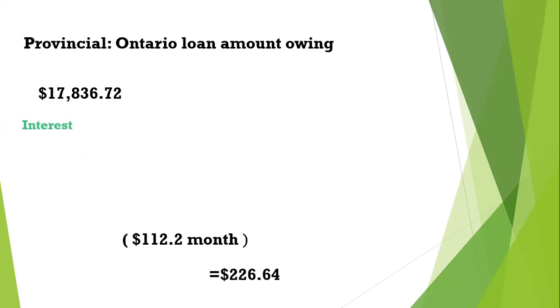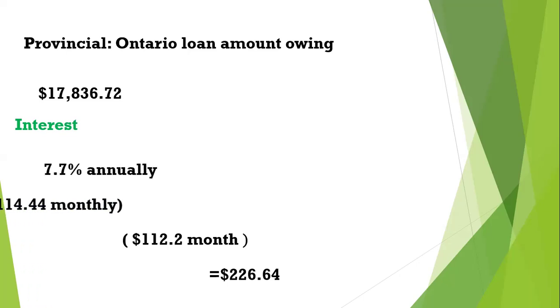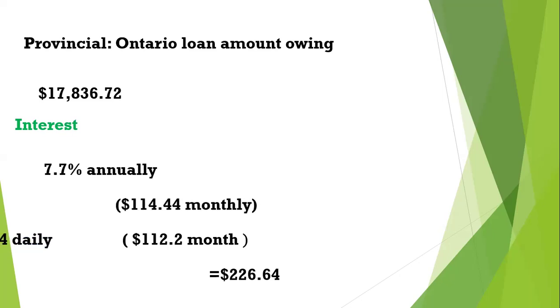The amount that the government now says is owed, and interest. You have to pay interest on it. So what they do is divide interest into two. For this example, they have 7.7% annually. So that is about 114.44 cents a month. And then they have the daily interest.